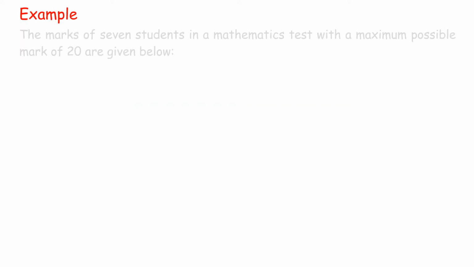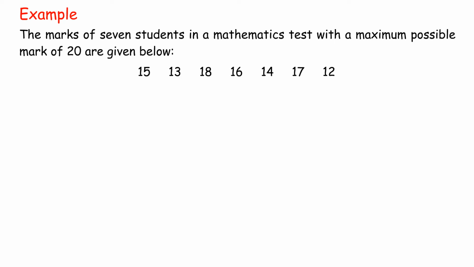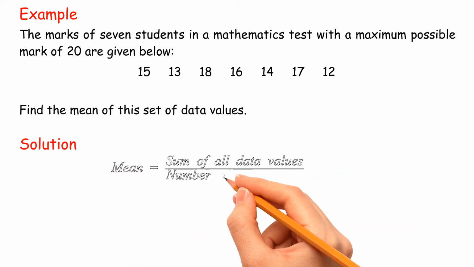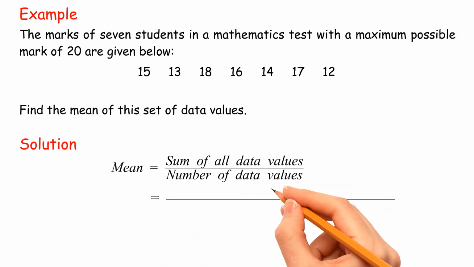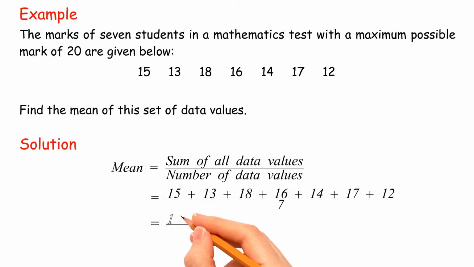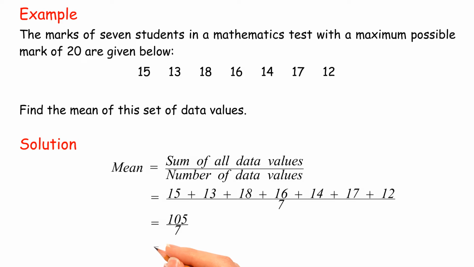Example: the marks of 7 students in a mathematics test, with a maximum possible mark of 20, are given below. Find the mean of this set of data values. Solution: mean equals sum of all data values divided by number of data values, equals 105 divided by 7, equals 15. Thus, the mean mark is 15.